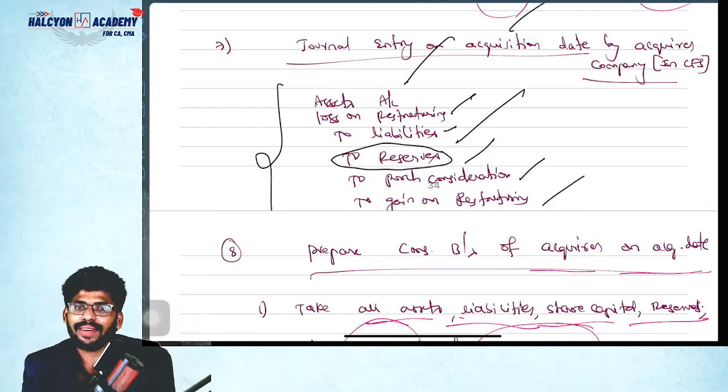Understood or not? For acquiring net assets we are paying the purchase consideration, guys. That's it. The difference should be gain or loss. Just use your common sense, not that much overthink is required.